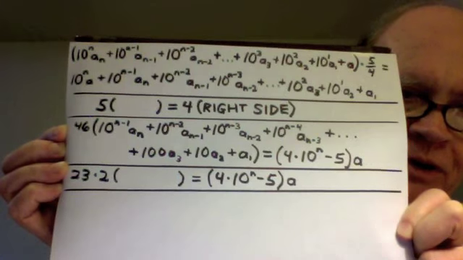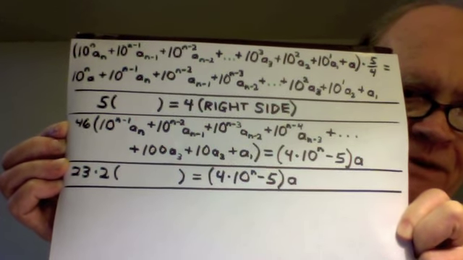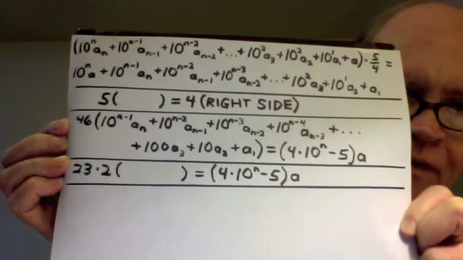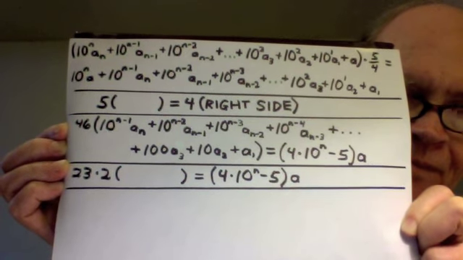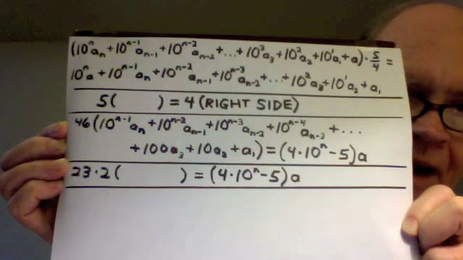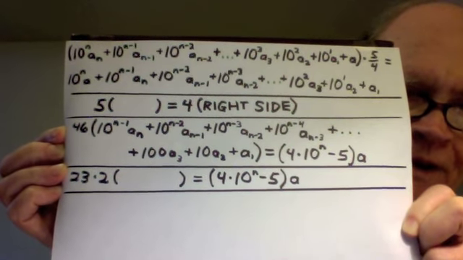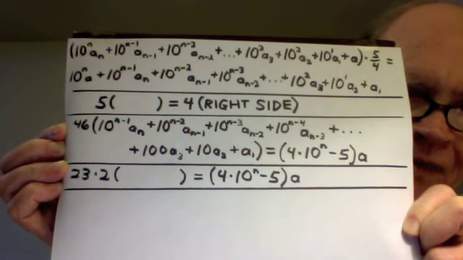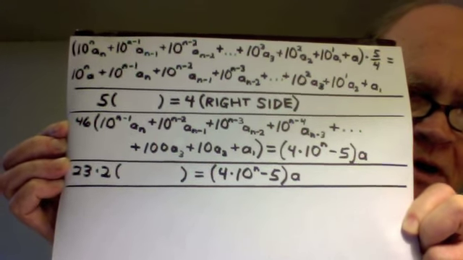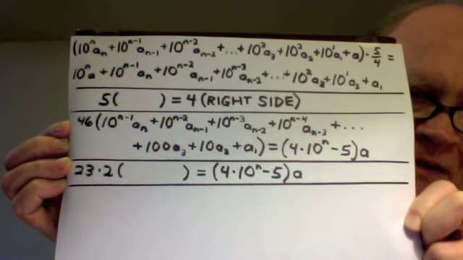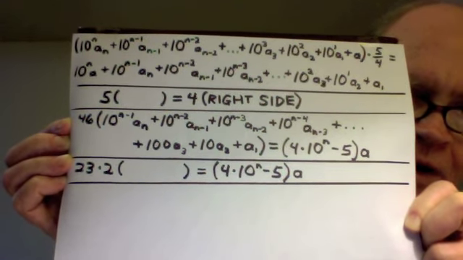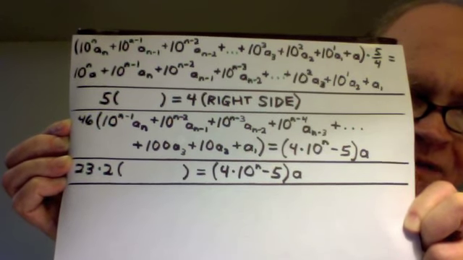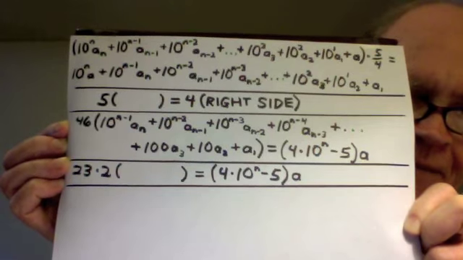We get this equation: 46 times that expression in parentheses that you see equals 4 times 10 to the nth power minus 5 times A. And because 46 happens to be 23 times 2, I simply rewrite it that way. 23 times 2 times that same expression in parentheses from the previous equation equals that right side, 4 times 10 to the n power minus 5 times A.